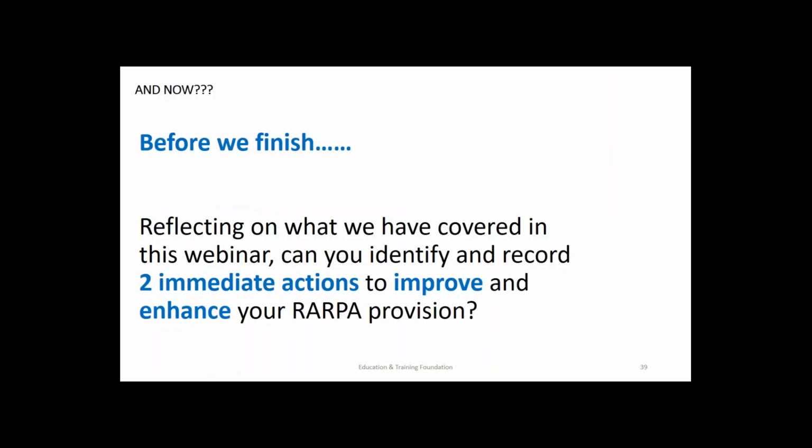So just before we finish and I look at some questions from you, can you just spend a couple of minutes identifying and recording on a piece of paper 2 immediate actions that you think you can take to improve and enhance your RARPA provision? If I just leave you to do that while I look through the questions. Thank you.